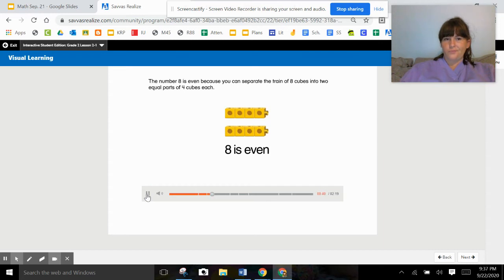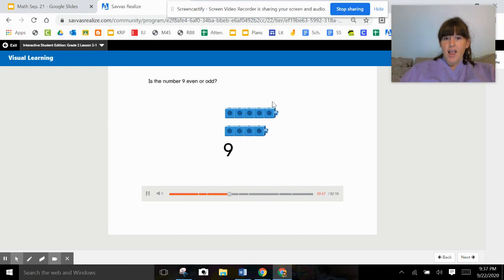The number 8 is even because you can separate the train of 8 cubes into 2 equal parts of 4 cubes each. A number is odd when it cannot be shown as two equal parts.